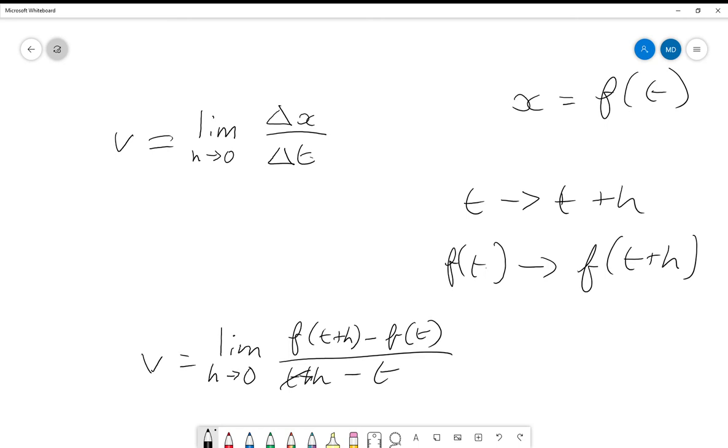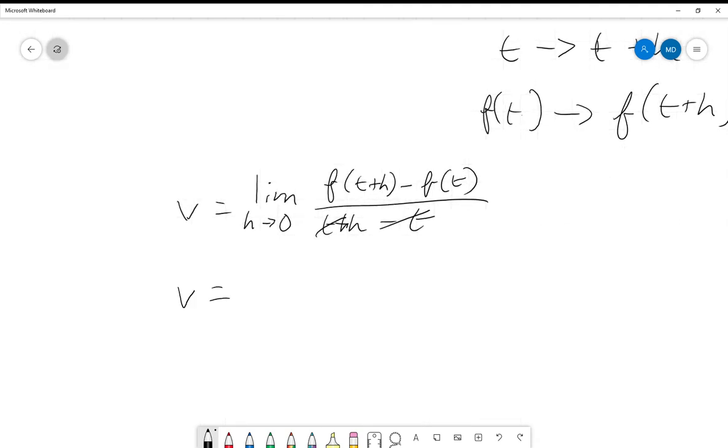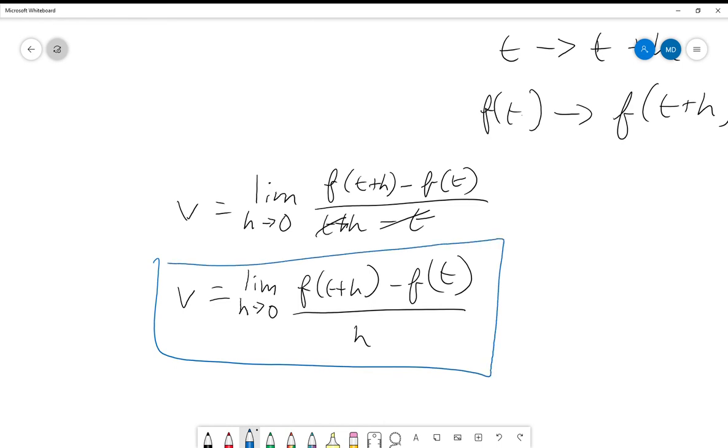And then, of course, these t's cancel just as before, and we're left with our velocity being equal to the limit as h tends to 0 of f of t plus h minus f of t all over h. And this is the formal definition of a derivative. Except we want to think of v as related to x, really.